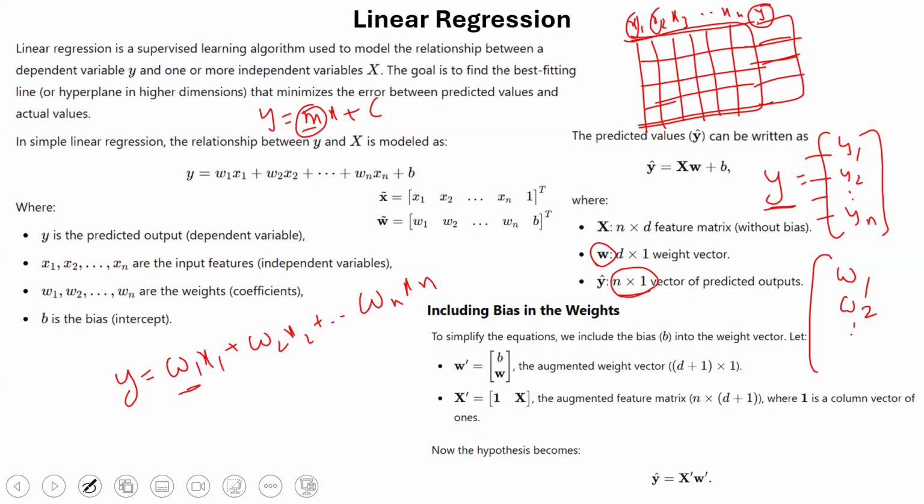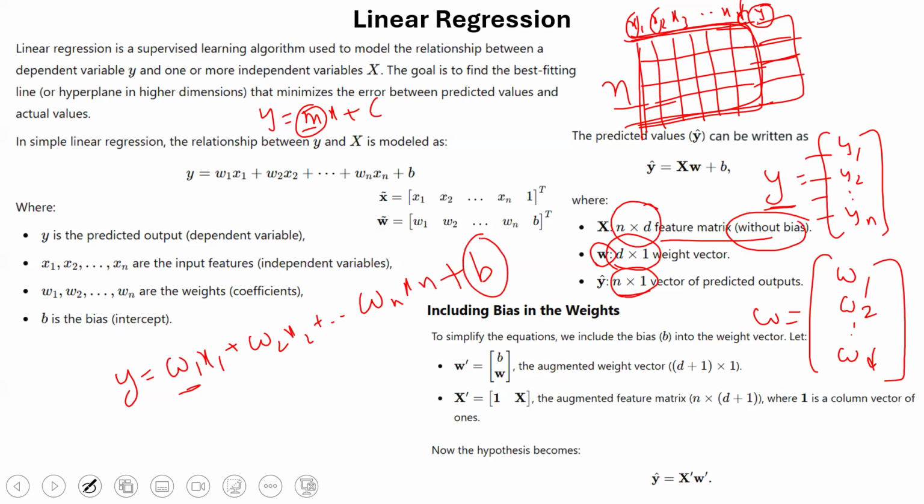Similarly, suppose this is n by d, these are n points and these are d dimensions. For d dimensions you are getting d weights. So the weight vector w is nothing but a d by 1 weight vector. And this matrix is n by d, the n by d feature matrix. These are n points and d dimensions. This is all without bias. Every straight line will have a bias. A bias is nothing but where it intersects with the y-axis. That is what the intercept is.